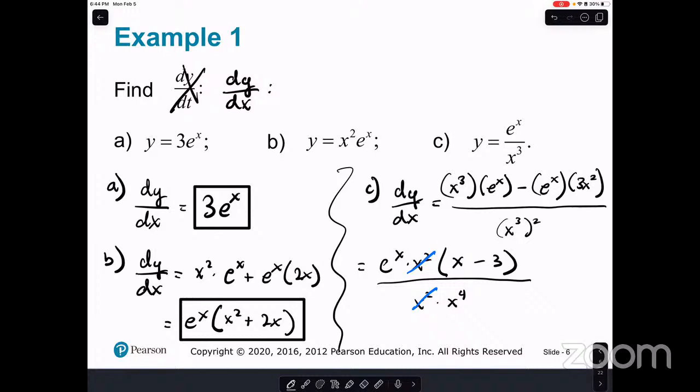So then the final result we get: on top we have e to the x times x minus 3. On bottom, it looks like we have x to the 4.